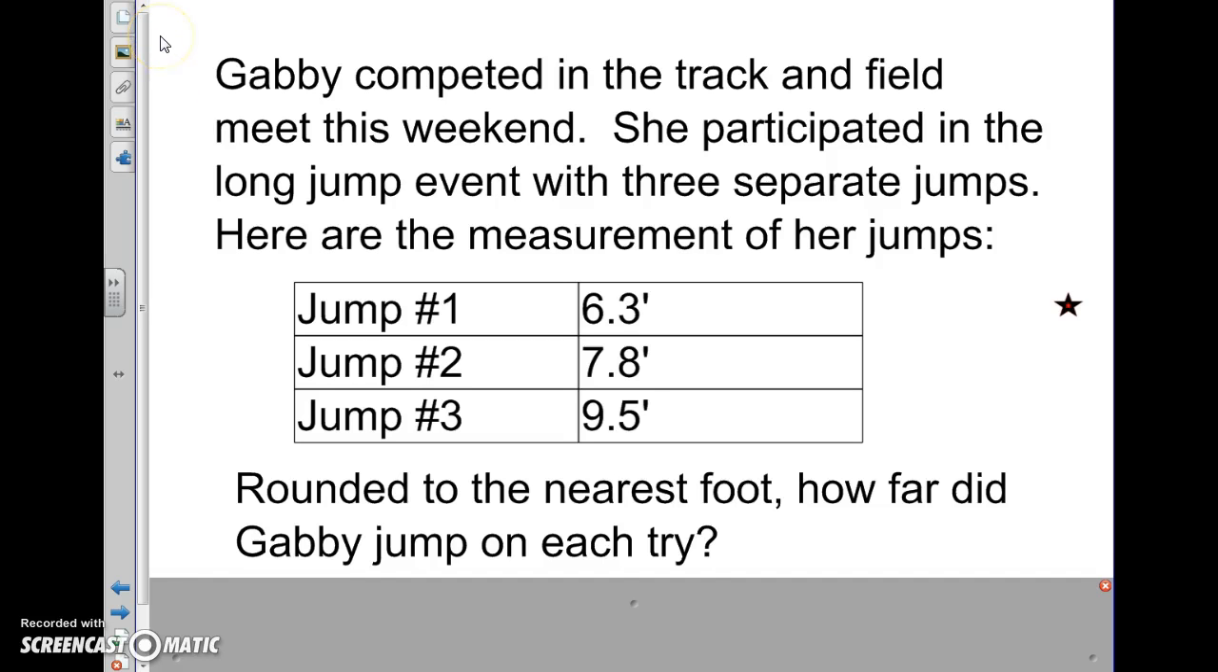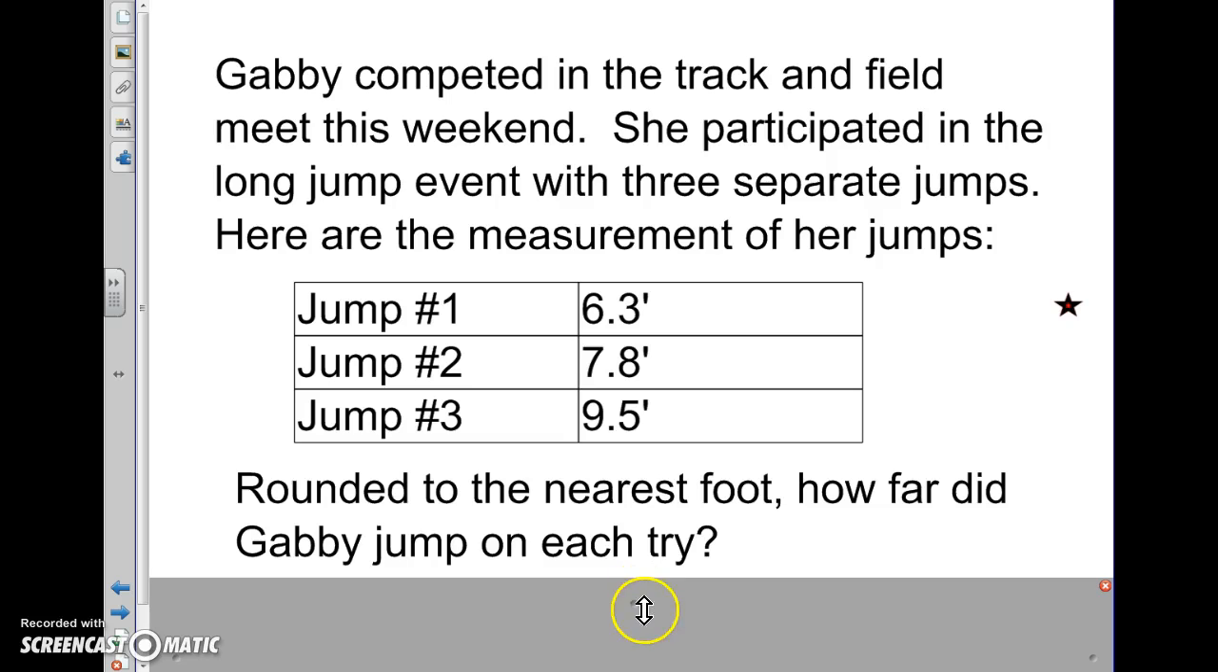Alright, so here's our problem. Gabby competed in the track and field meet this weekend. She participated in the long jump event with 3 separate jumps. Here are the measurements of her jumps. Jump 1 was 6.3 feet. Jump 2, 7.8 feet. And jump 3, she jumped a whopper of a 9.5 foot jump. So, the question is, rounded to the nearest foot, how far did Gabby jump on each try?